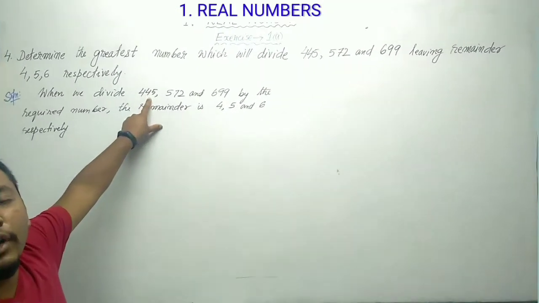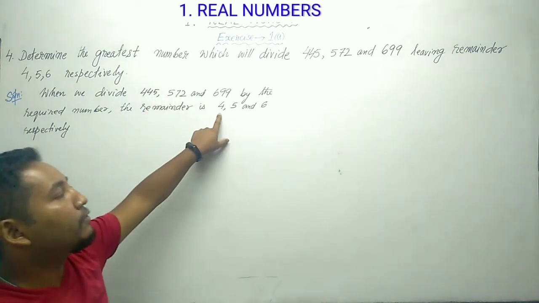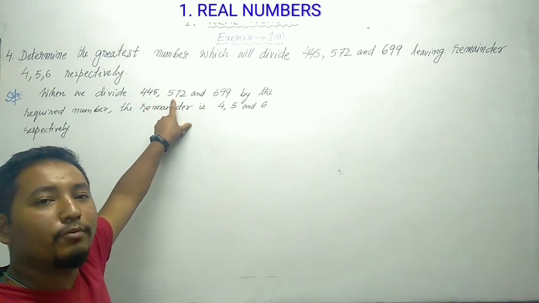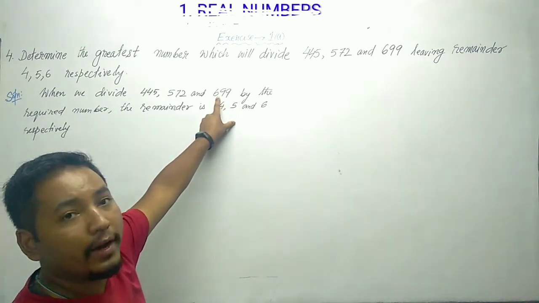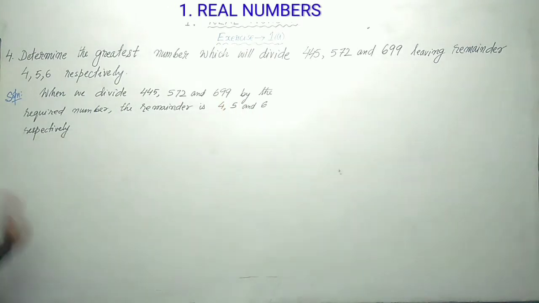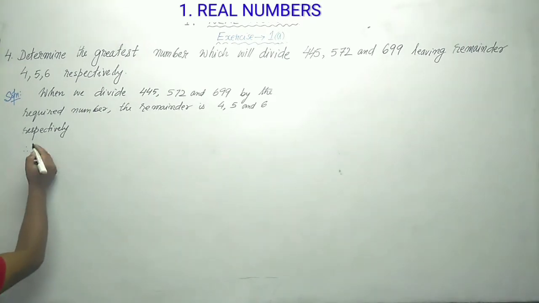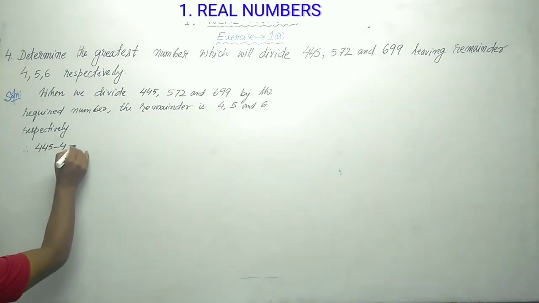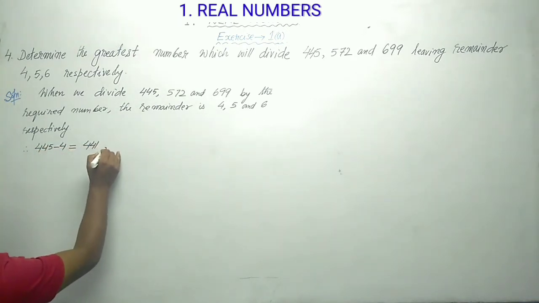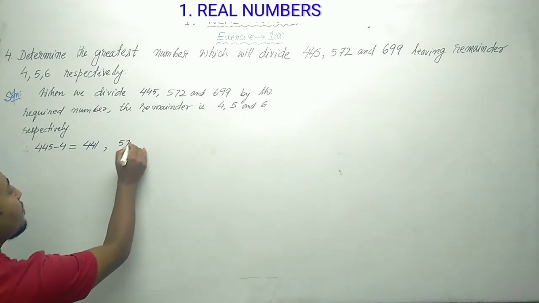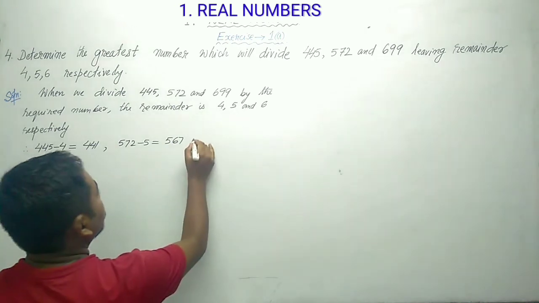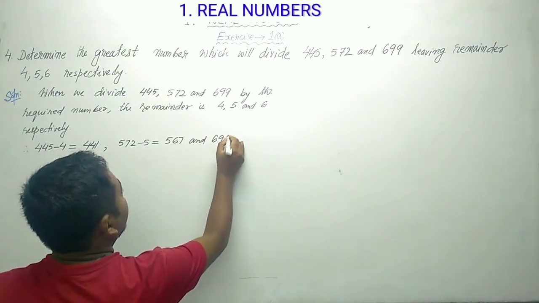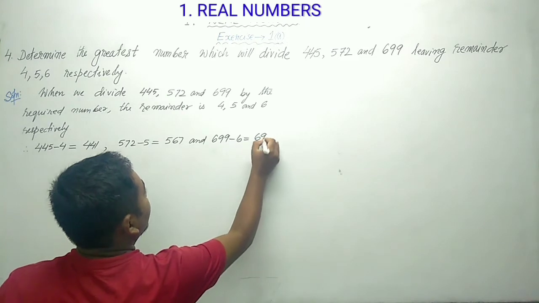When you divide 445 by the required number, the remainder is 4. When you divide 572 by the required number, the remainder is 5. When you divide 699 by the required number, the remainder is 6. That is the meaning of respectively. So therefore, again let us subtract. 445 minus 4 will give you 441. 572 minus 5 will give you 567, and 699 minus 6 will give you 693.